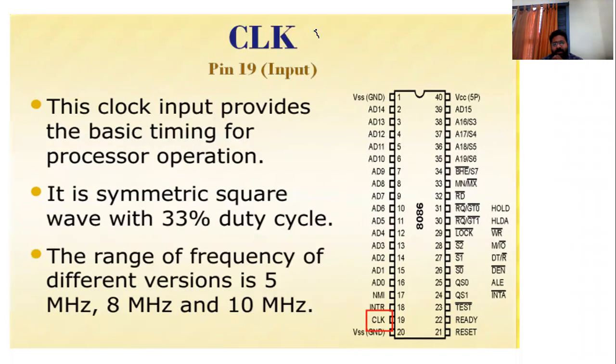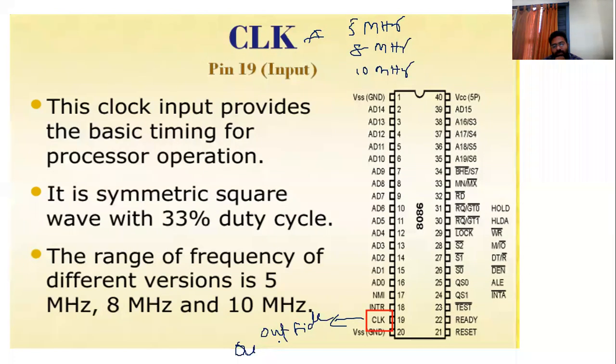This is the clock, very important. You know that clock: a 5 megahertz clock, 8 megahertz clock, 10 megahertz clock. A clock is available outside of the microprocessor. Outside, it is a quartz crystal oscillator, available outside of the microprocessor. One terminal is connected to pin 19, which we call the clock.